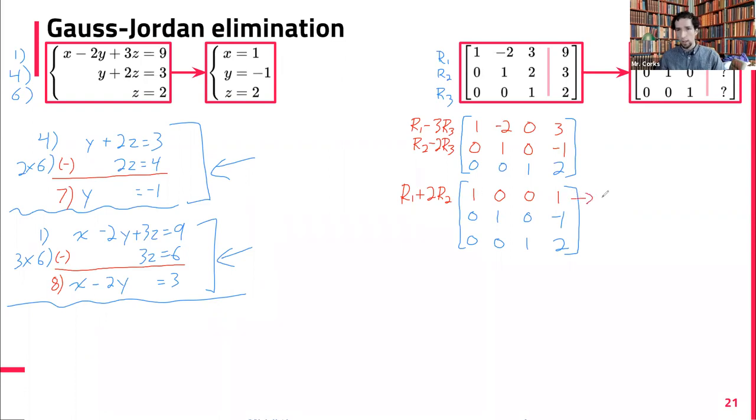So this row is telling me, again, 1x plus 0y plus 0z equals 1. That's the same as just saying, okay, x is equal to, erase the equals, x equals 1. We can just read that result very, very easily directly off the matrix. The next row is telling me y is equal to -1, and the final row is telling me z is equal to 2. So there is our solved system here.